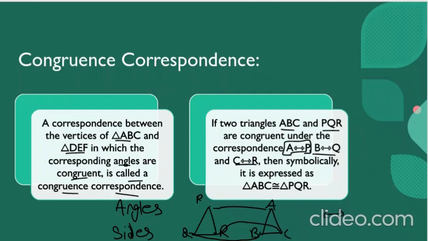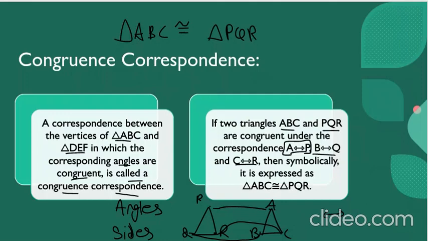So with this I can say that triangle ABC and triangle PQR are not just equal, they are congruent. What is the sign of congruence? The sign of congruence is an equals sign with an approximate mark, like a tilde, on top of it. That is the sign of congruency.